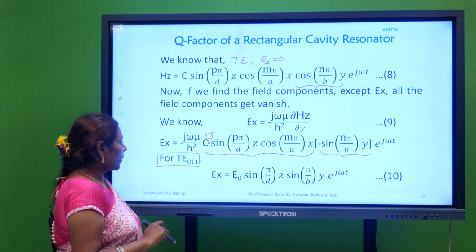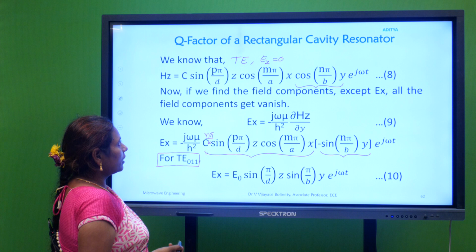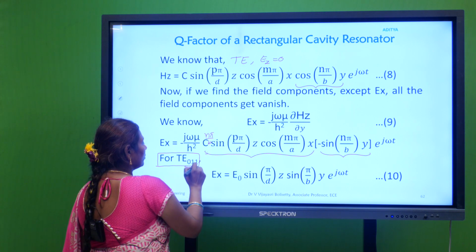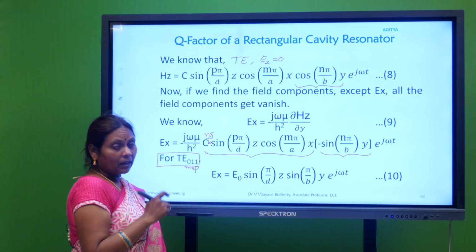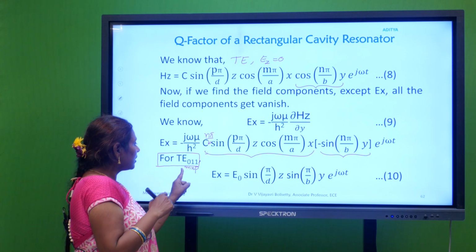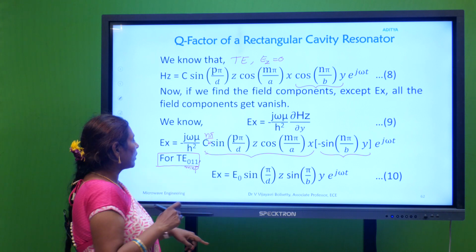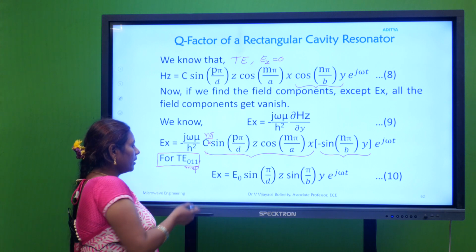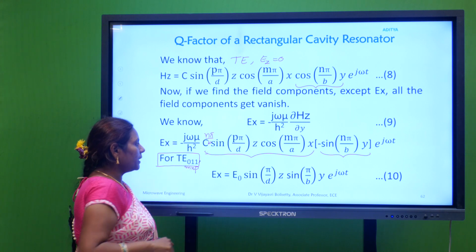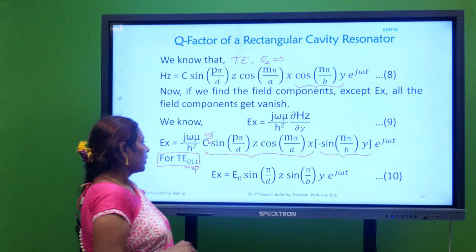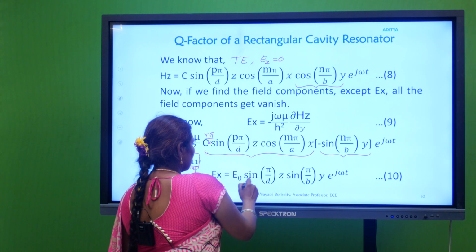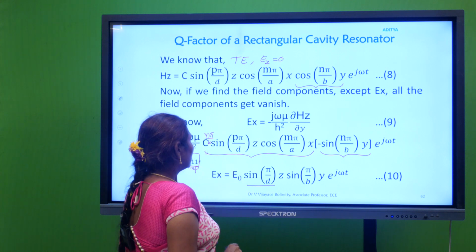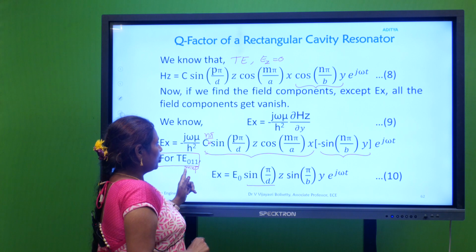Now, as we are considering the TE011 mode, and as it is a rectangular cavity resonator, we have the dimensions m, n, p. If it is a circular cavity resonator, generally the notation will be n, m, p. As it is a rectangular cavity resonator, we take m, n, p, where m is 0, n is 1 and p is 1. So the p term will remain as it is, sin p pi by d, p is 1, and m is 0.